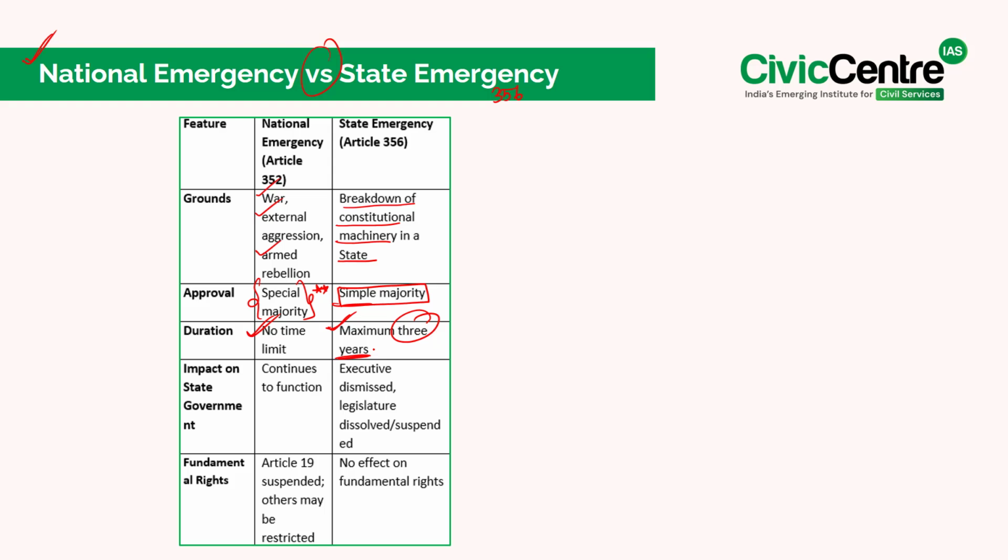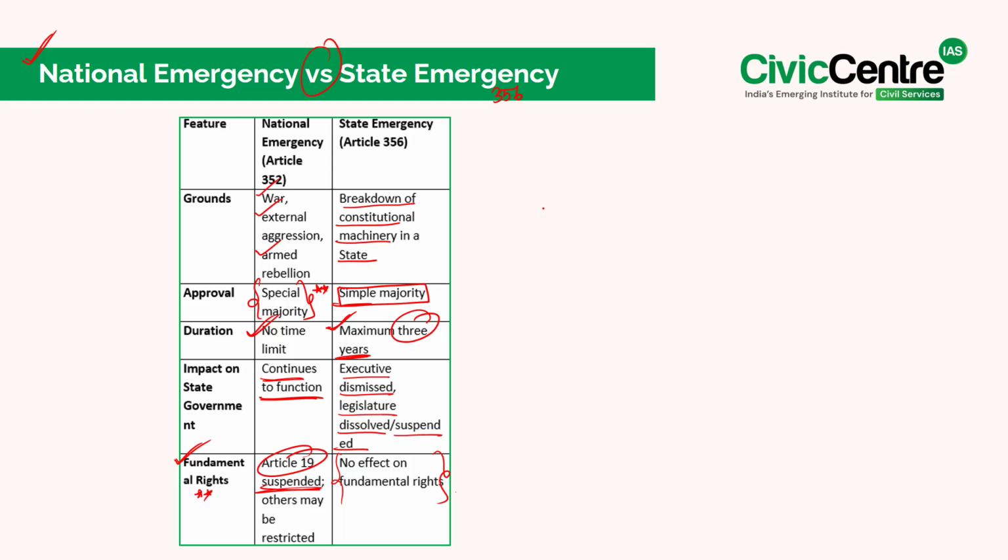And the other key difference lies in their impact on the state governance. See, under a national emergency, the state government continues to function, whereas under this state emergency, the executive is dismissed and the legislature is either dissolved or suspended. Furthermore, a national emergency can restrict fundamental rights, particularly Article 19, whereas the President's rule has no direct impact on the fundamental rights.